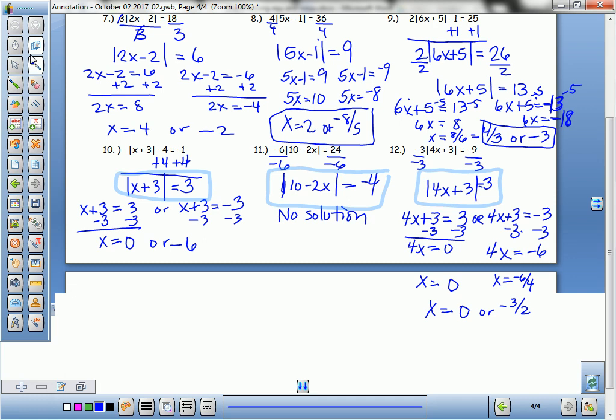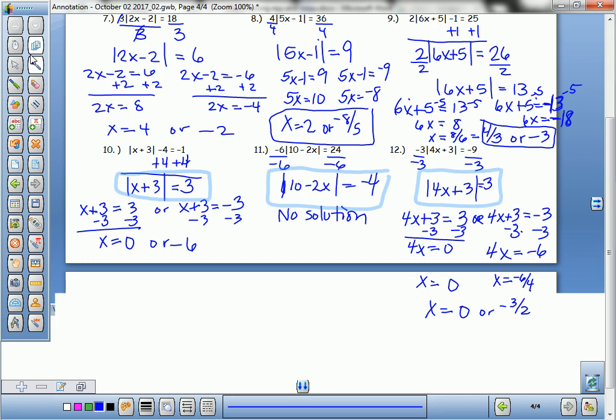So the only time we'll have an absolute value equation that just has one answer is when the absolute value equals 0. It's possible to equal 0. Is it possible for it to equal a negative? No. There's no solutions when we have an absolute value equation equal to a negative.